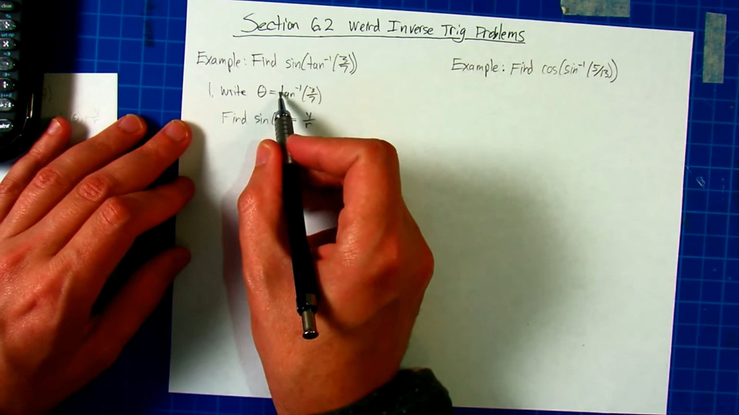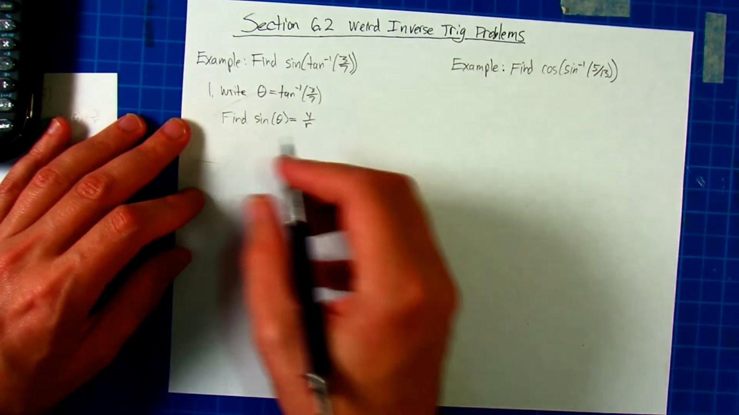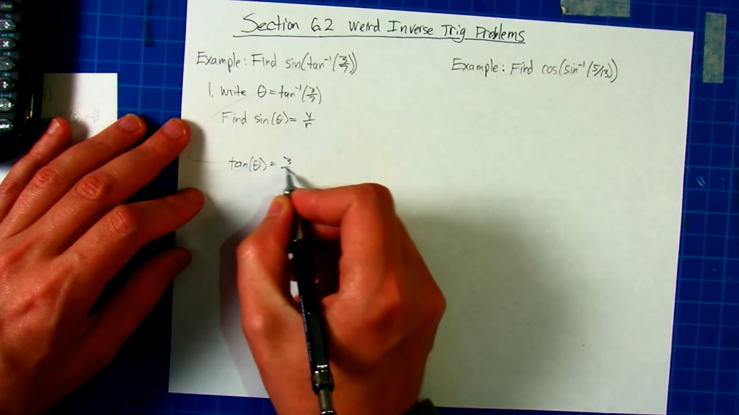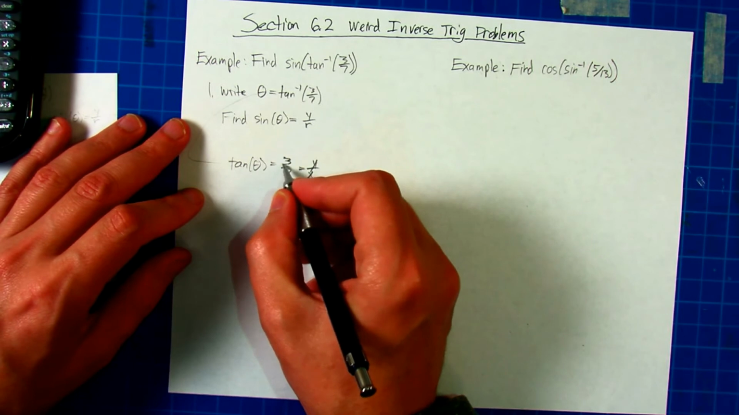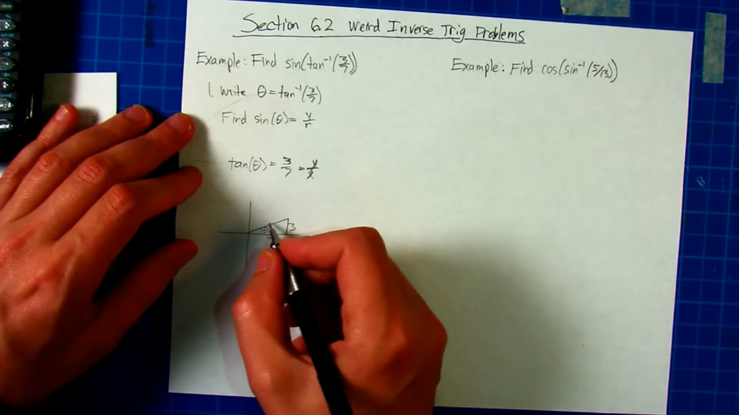Now what you're going to do to figure that out is draw this into a picture. So come down here, inverse tangent of 3/7. Rewrite this as tangent of theta equals 3/7, and we know that equals y/x. That's our definition of the tangent function using a unit circle. So draw a picture. y equals 3, x equals 7, and let's label that r.